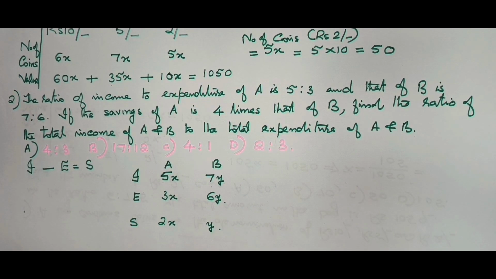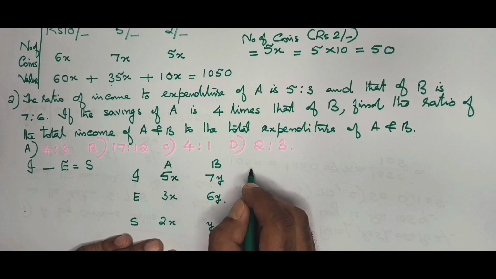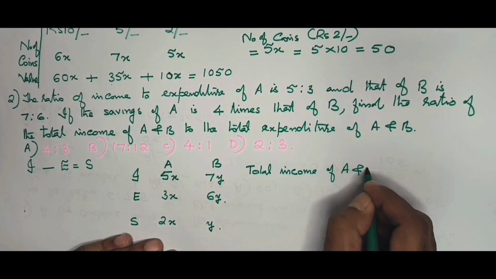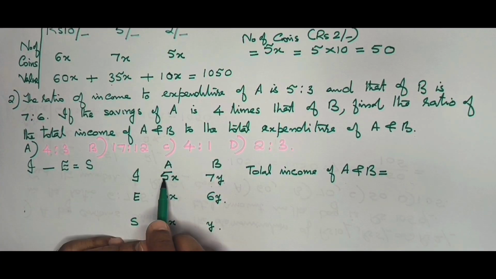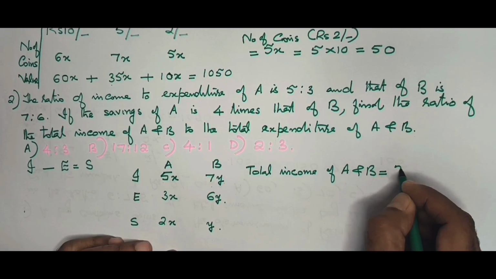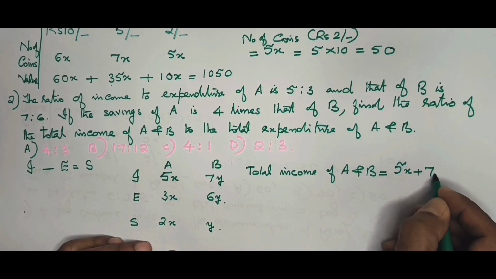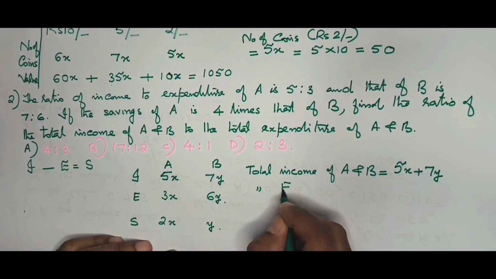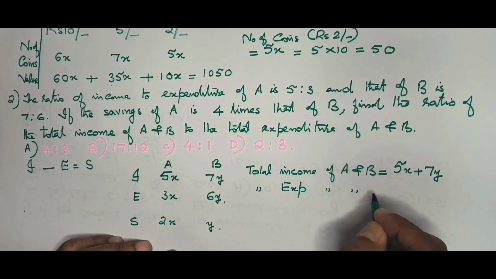And what are we asked to compare? We are asked to find out the ratio of the total income of A and B to the total expenditure. The first term in the ratio is the total income of A and B. This is the income of A, this is the income of B. Their sum will be the total income, so 5x plus 7y. Similarly, total expenditure of A and B.